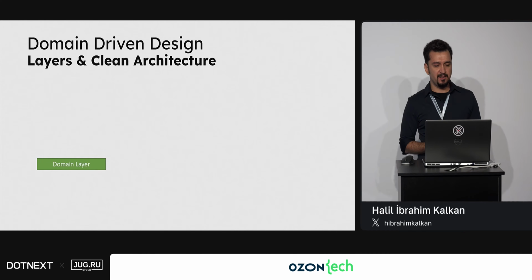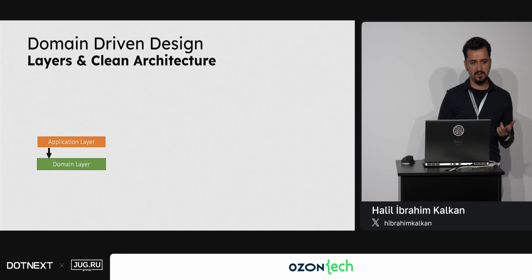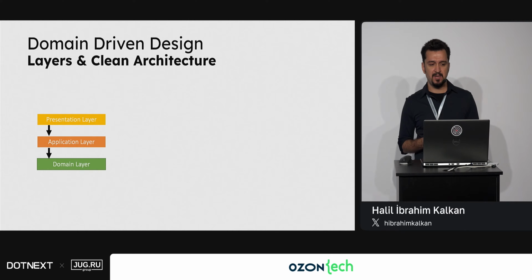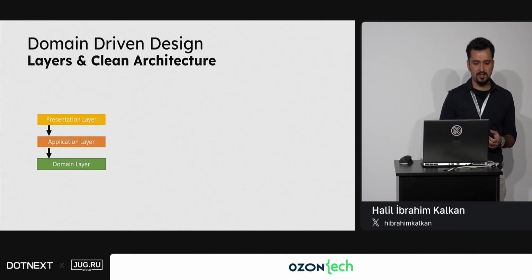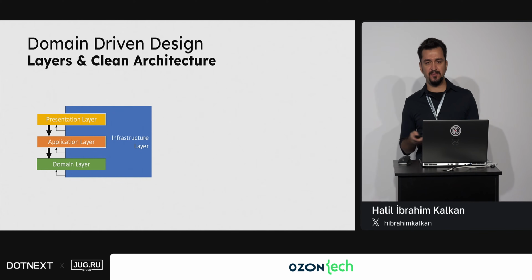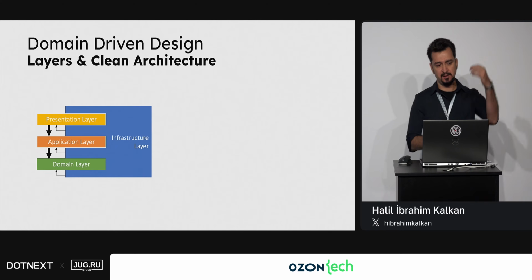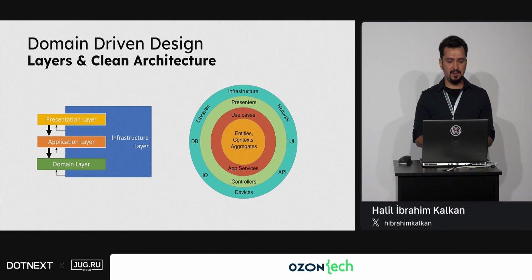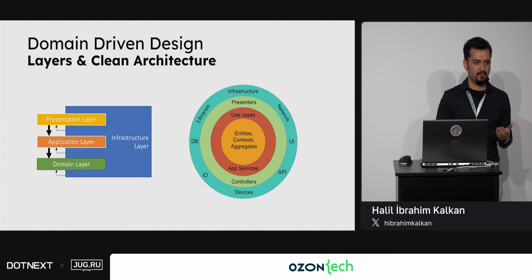When it comes to layering, in a typical DDD project, we have a domain layer that includes core business logic. We have an application layer that implements use cases of the system. We typically have a presentation layer. It can be a mobile application or web application, it doesn't matter. And we have an infrastructure layer for third-party library integrations, integrating third-party systems, and so on. Clean architecture is actually another representation of very similar principles.